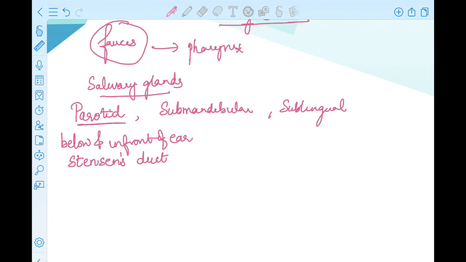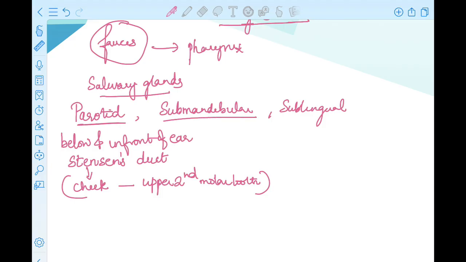So where does the Stenson's duct open into? It opens inside the cheek against the upper second molar tooth. So this is the region where the Stenson's duct usually drains. Now moving into the next one, that is the submandibular gland. It is located in the submandibular triangle, which is medial to the mandible, and it drains via the Wharton's duct. It opens at the side of the frenulum of the tongue, at a structure that is known as the caruncula sublingualis.